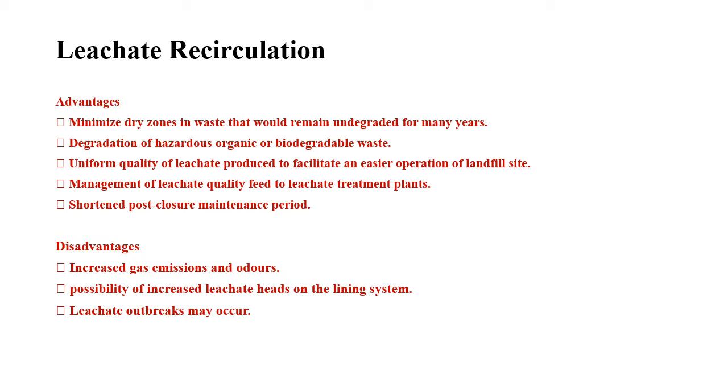Then there is a possibility that a leachate head would form above the liner system, and we have already seen that we should try to minimize the interaction between the liner and the leachate, but due to this recirculation process, there is a possibility that a leachate head would form above the liner, which ultimately can find its way into the liner system. So that is one way of reducing the efficiency of the liner system.